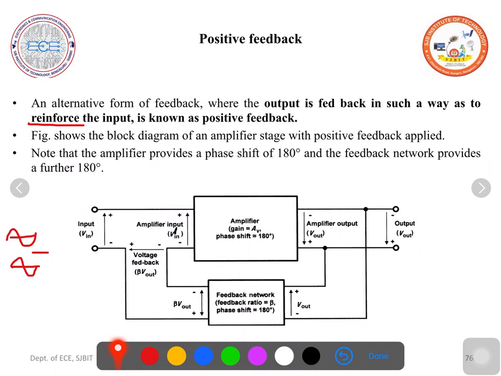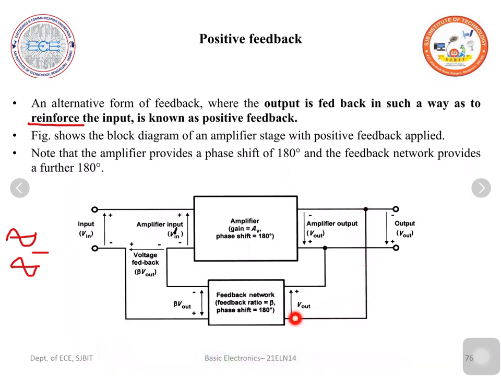Let us see how. Here is the positive terminal and here is the negative terminal. The same voltage is applied to the basic amplifier. As there is a 180 degree phase shift, this terminal will become negative and this terminal will become positive. And here we are sampling the voltage. Here positive remains positive. Here negative voltage remains negative.